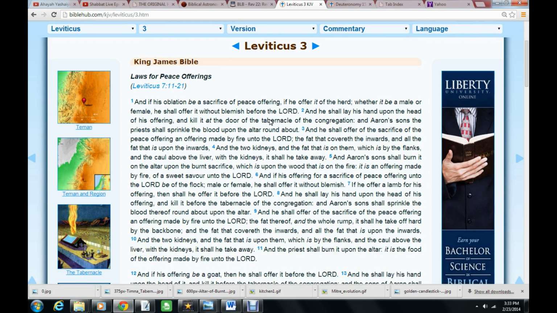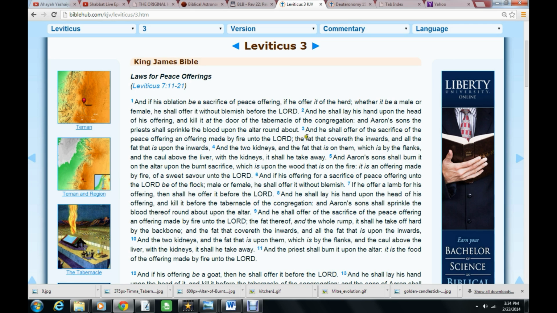Laws for peace offerings. And if his oblation be a sacrifice of peace offering, if he offer it of the herd, whether it be a male or female, for the peace offering, he shall offer it without blemish before the Most High Ahia. And he shall lay his hand upon the head of his offering, and kill it at the door of the tabernacle of the congregation. And Aaron's sons, the priests, shall sprinkle the blood upon the altar round about.